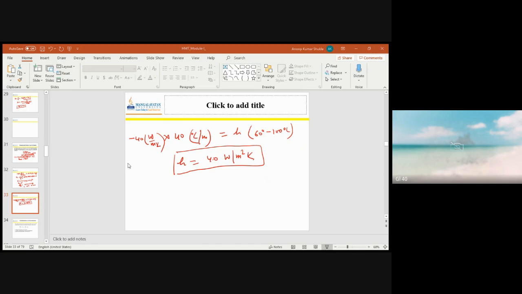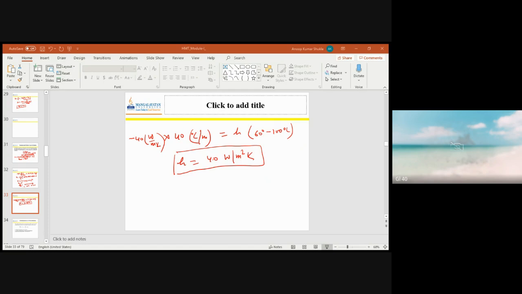Another basic law that is frequently used in heat transfer analysis is the Stefan-Boltzmann law of thermal radiation. As you have already studied it in 12th, we will briefly explain this. It states that the rate of heat transfer per unit area from a black surface or black body is directly proportional to the fourth power of the absolute temperature of the surface. So Q upon A is directly proportional to the fourth power of the surface temperature.